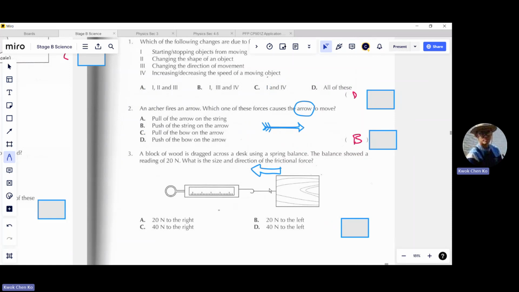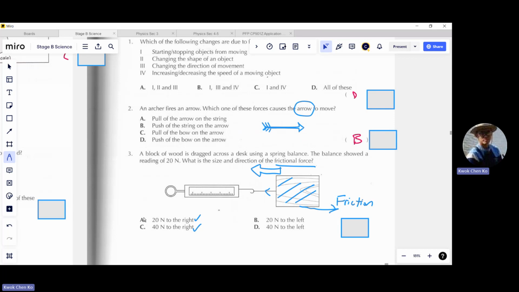So does that mean there's a force pulling on the block? I'm interested in the block, right? Then of course my friction is to the right. Wait, what is the size and direction of the frictional force? They ask for the frictional force. So it's to the right, correct? Then friction is to the right. Hey, don't be careless. So it's either A or C.